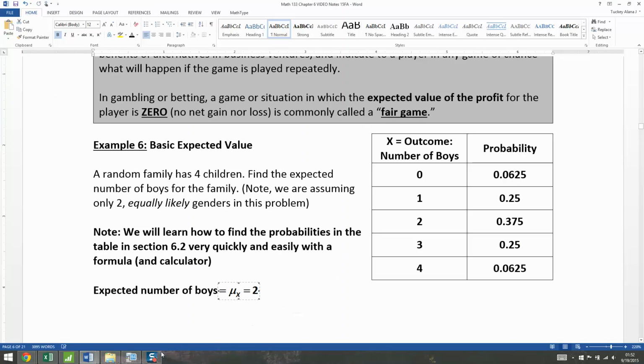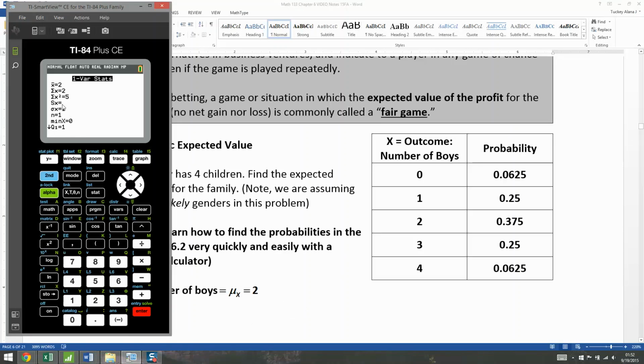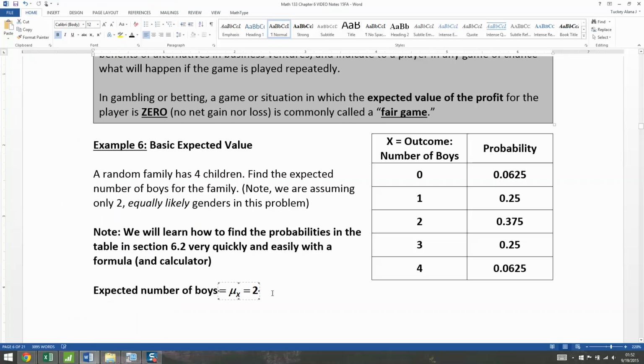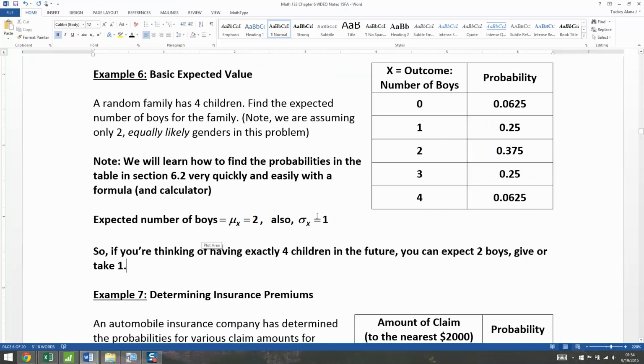And while we're on the subject, the standard deviation was 1. Right? And again, that's happening because this is a very symmetric distribution. So I put in the standard deviation here of 1. And then what this means is if you're thinking of having exactly 4 children in the future, you can expect 2 boys, give or take 1 boy, I guess I should say. Right? Because this is your mean, your expected value right here. And that's how many boys you would expect if you're going to have 4 children, provided all these other assumed things are true.